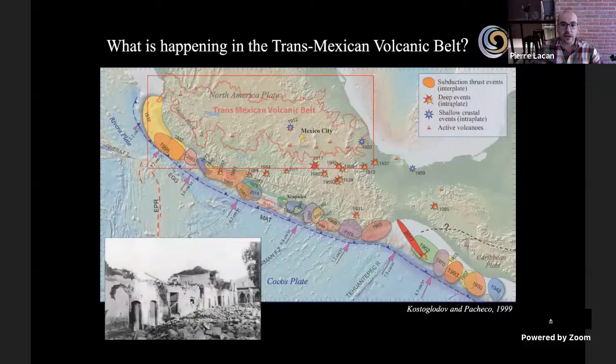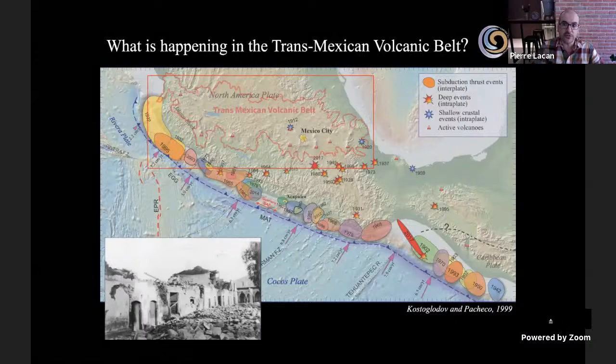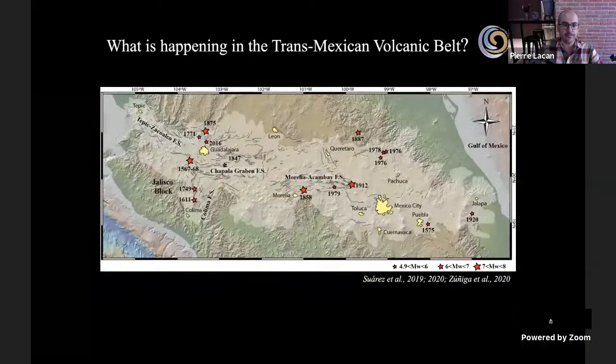During the last century, there have been only 2 destructive crustal earthquakes in this area, but they caused more than 2,000 victims, mainly because more than 50% of the Mexican population live within the Trans-Mexican volcanic belt in megacities such as Mexico City or Guadalajara.